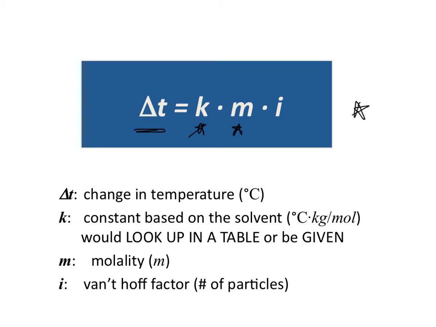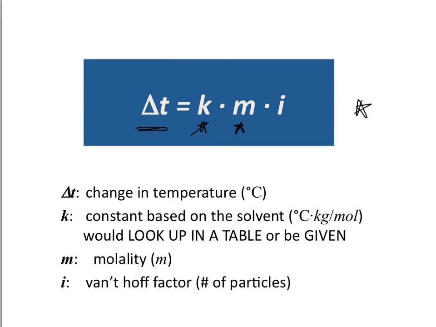And I is actually something that's new to some of you. So I is your van't Hoff factor. Basically, that's the number of particles. And the van't Hoff factor is going to be dictated by the type of solute that you have. So whether you have a covalent or an ionic compound, how many particles it breaks into in solution, etc. And we'll discuss how to figure out the value for your van't Hoff factor in a moment.